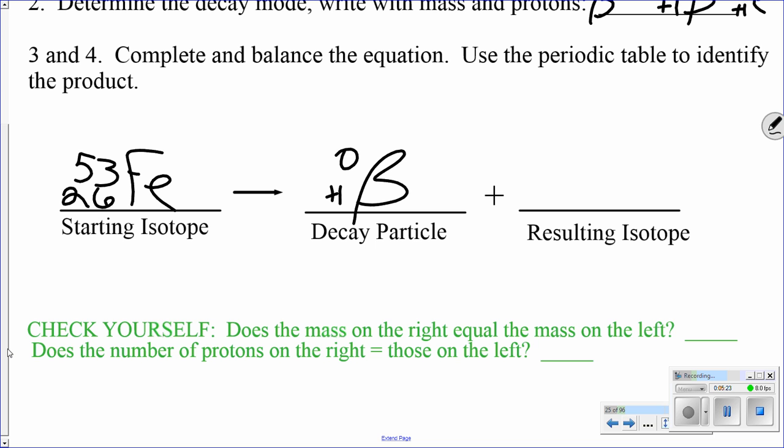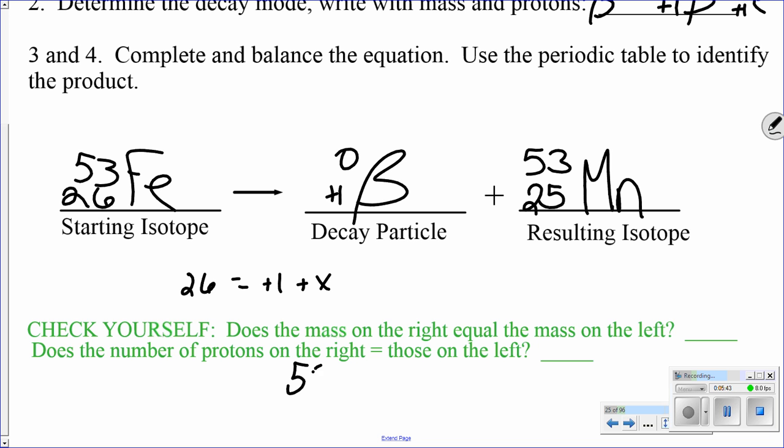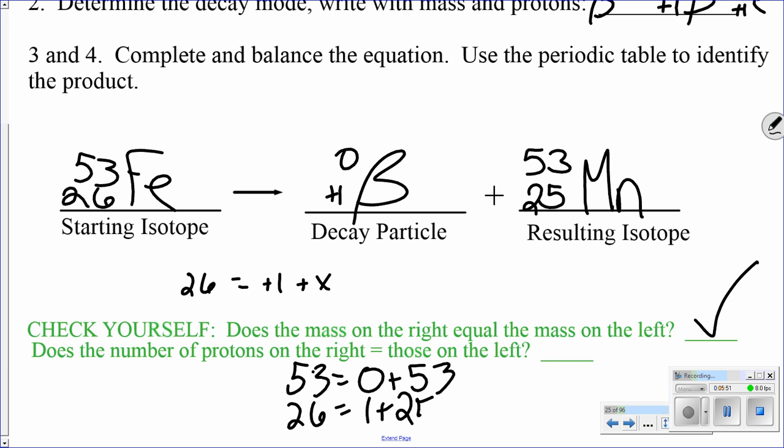So on top, it's 53 minus 0, remains 53. 26 minus 1 on the bottom, because remember this is 26 equals 1 plus x. It's going to become 25, and element number 25 is manganese. So on the top, we have 53 equals 0 plus 53, checks out. On the bottom, 26 equals 1 plus 25, checks out. We're good to go.